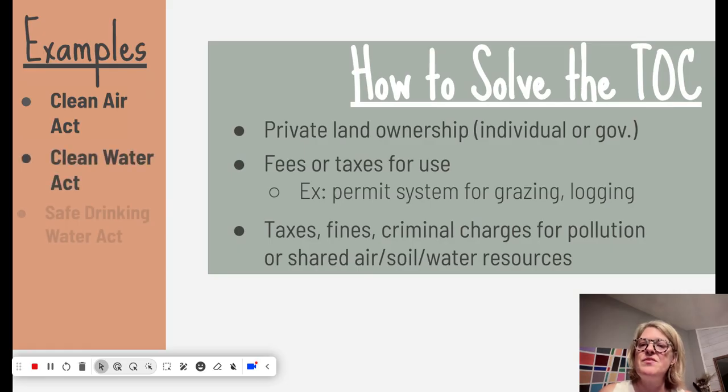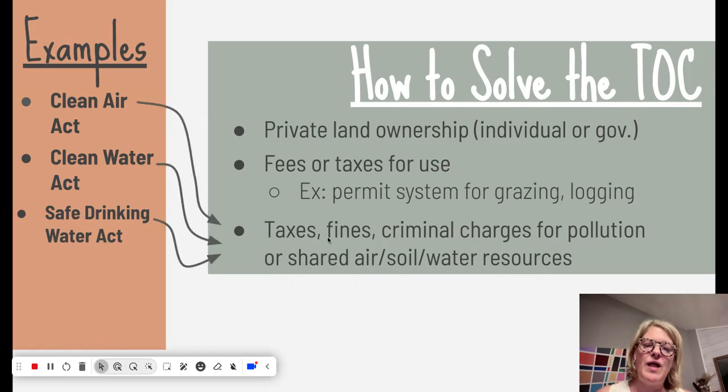So some examples of things that did just this: they created those regulations at the federal level, and these are different pieces of legislation that you will need to know for the AP test. But we have the Clean Air Act of 1972, the Clean Water Act, and then the Safe Drinking Water Act. Those all actually did just exactly what I said for this third bullet point here.